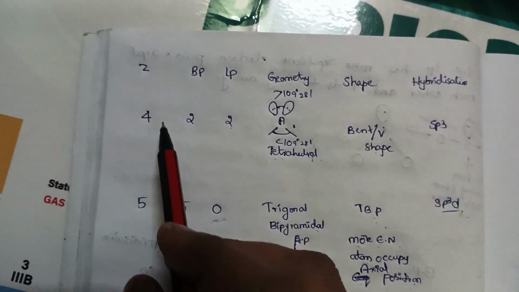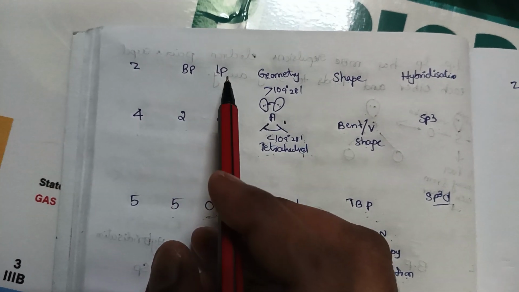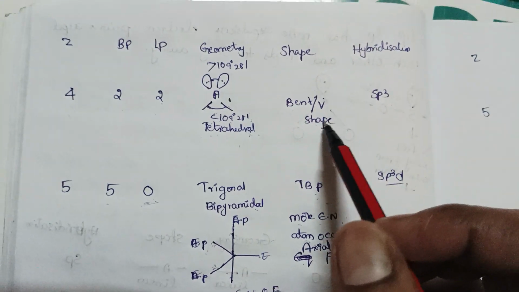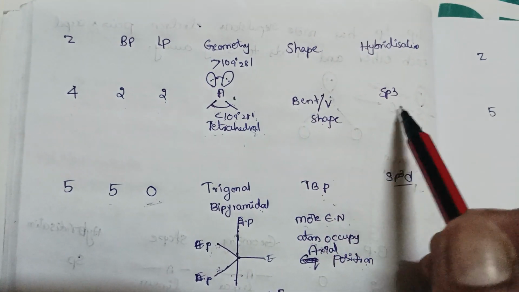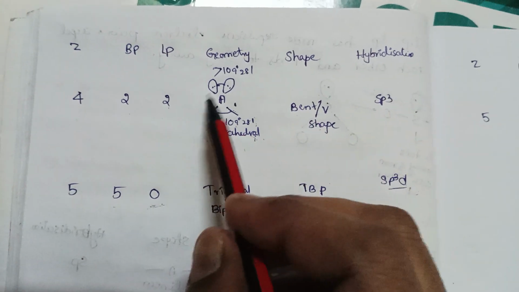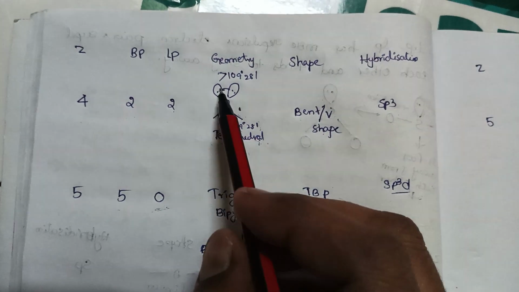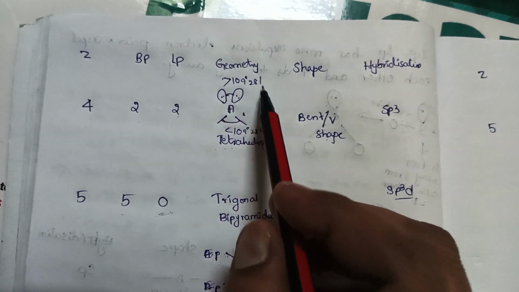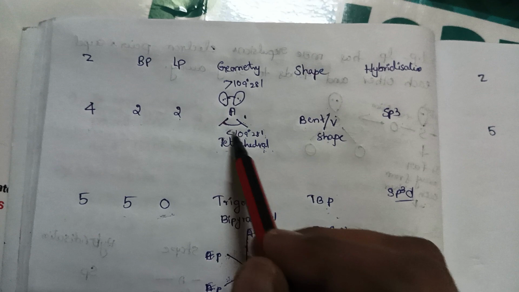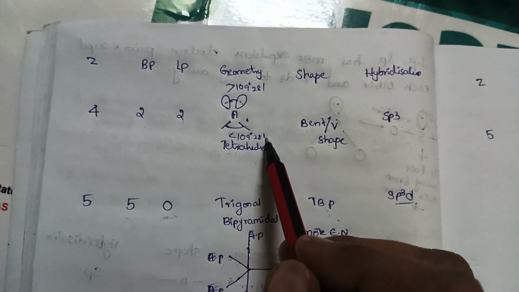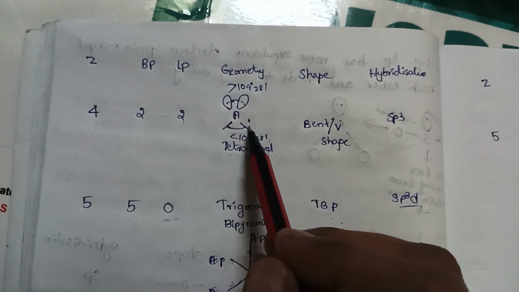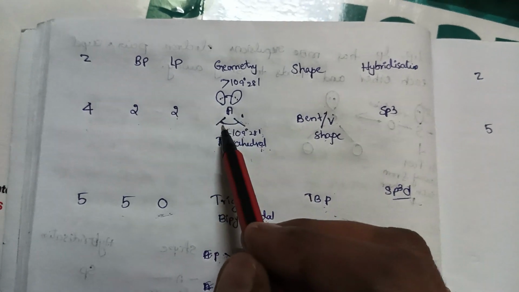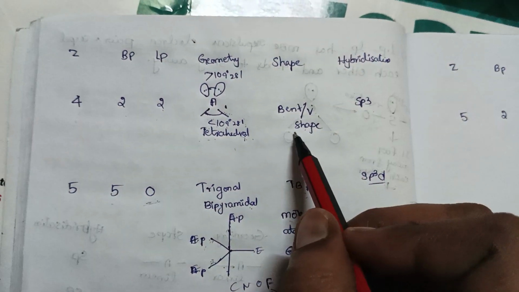If the Z value is 4, the bond pairs are 2 and there are 2 lone pairs in the molecule, the geometry is tetrahedral. The shape is bent or V shape. The hybridization is sp3. Here there are 2 lone pairs and 2 bond pairs. Between the 2 lone pairs, the bond angle is greater than 109 degrees 28 minutes. It is less than 109 degrees 28 minutes between bond pair and bond pair, because a lone pair has more repulsion than a bond pair. The shape is bent or V shape.